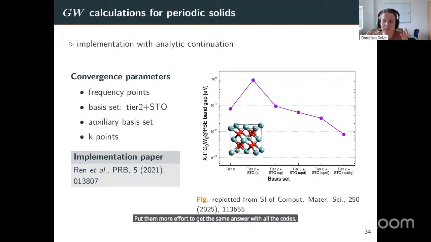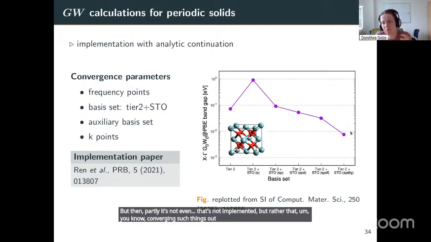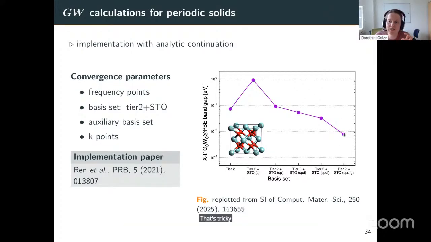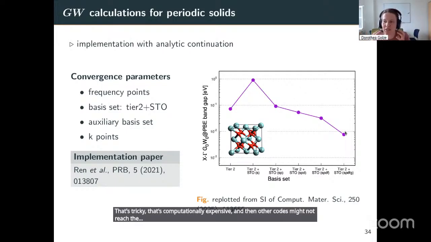But then it's partly not even that it's not implemented, but rather that converging such things out really tightly with the basis sets is tricky. That's computationally expensive, and then other codes might not reach the convergence there. So that was our main problem, and then we had to use extrapolation equations. I mean, for such a numerical benchmark, one should afford to really converge out by brute force.